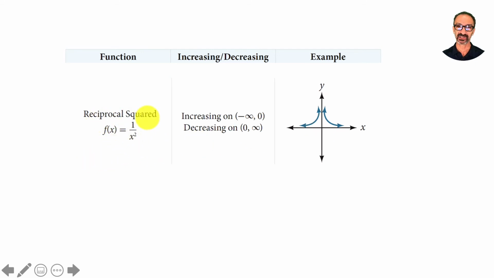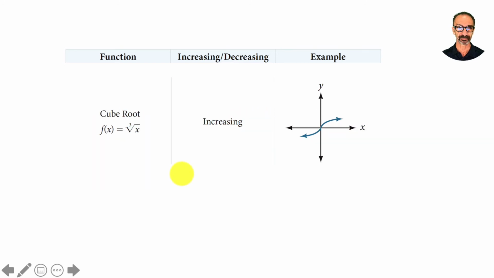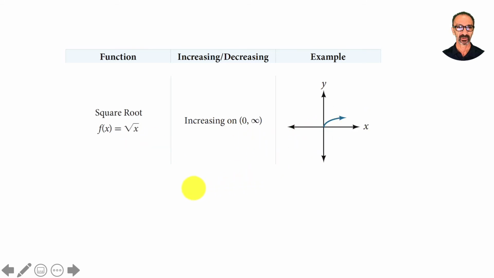The reciprocal squared function 1 over x to the second is increasing here and decreasing here, increasing from -infinity to 0 and decreasing from 0 to infinity as open intervals. The cubic root is increasing all the way. The square root, it's increasing on its domain from 0 to infinity.